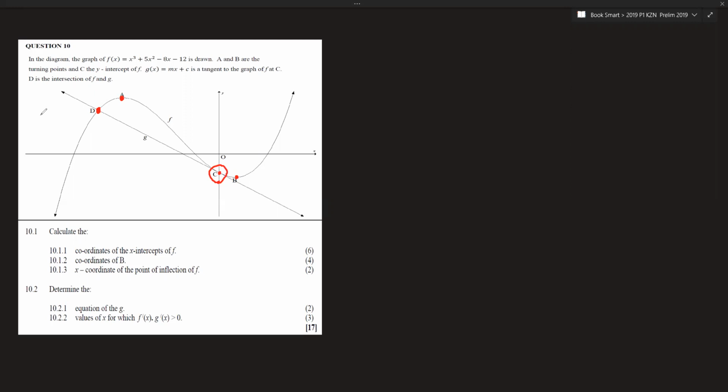So the first question wants us to determine the coordinates of the x-intercept of f. Remember, for the x-intercept, we're going to make y zero, right? So this part must be zero. So 10.1.1, I'm going to have 0 equals x cubed plus 5x squared minus 8x minus 12. Then we need to go to a calculator to get at least one factor of this graph.